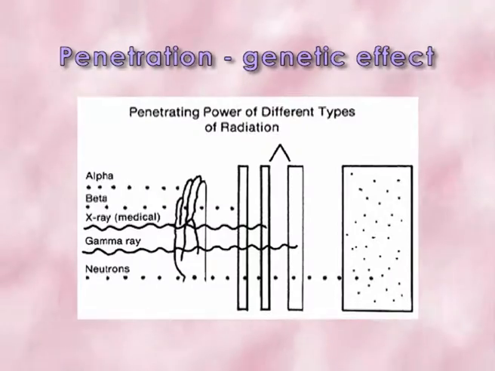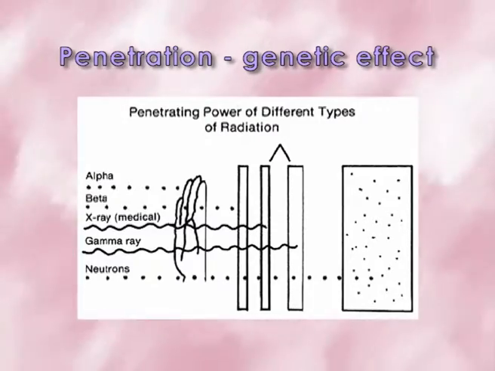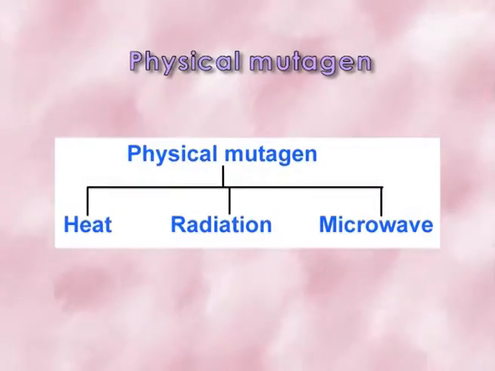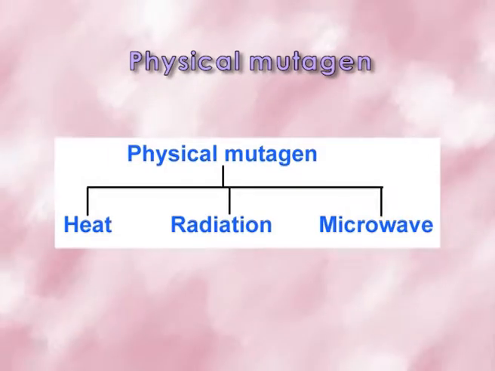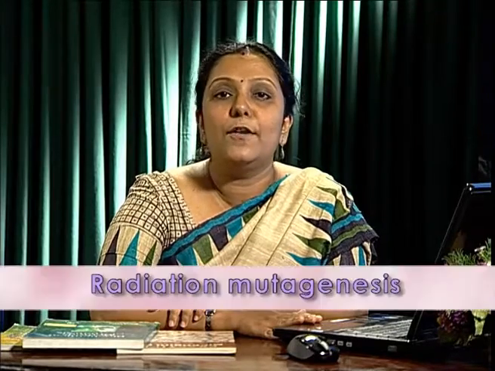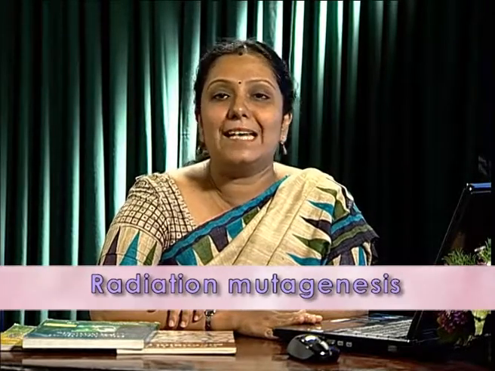First one, general introduction. These high energy physical mutagens can penetrate through the cell and cause genetic effects. The effectiveness of such high energy radiation or physical mutagen is directly proportional to the penetration power. Physical mutagens are mutation causing agents including physical causes like heat, radiation as well as microwave, and usually radiation is related with this sort of damage or effect. So, it is called radiation mutagenesis, and sometimes it is referred to as radiation genetics.